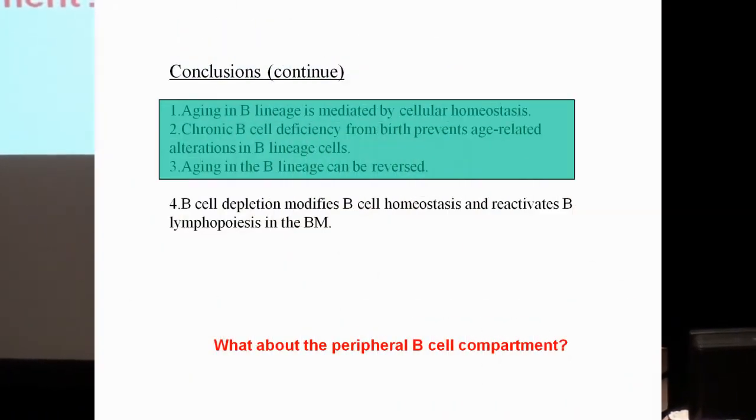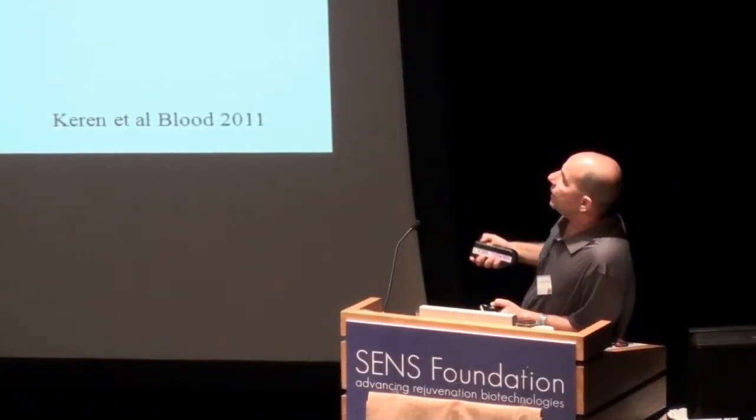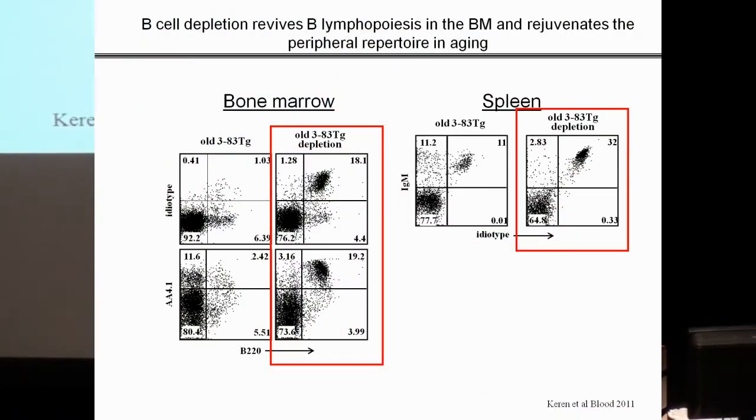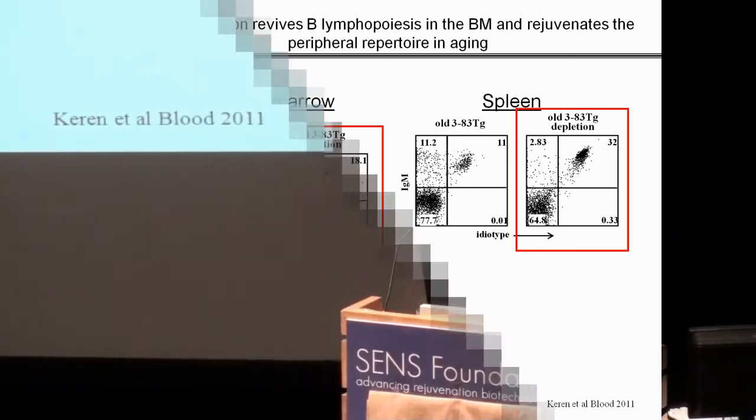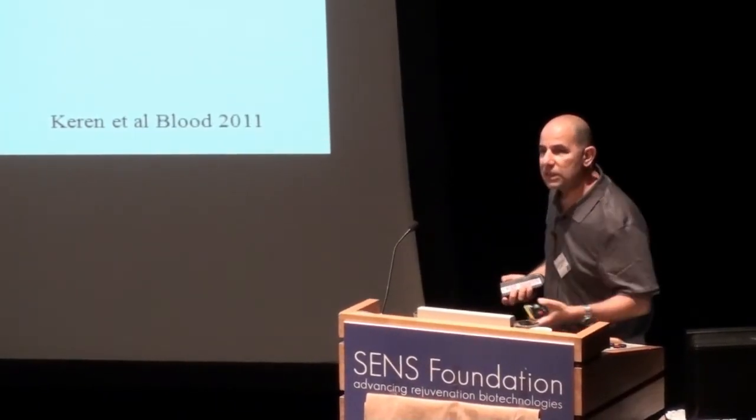Now, what about the peripheral compartment? Here again, going back to the 3-83 transgenic system, you see that after depletion, the bone marrow starts making new B cells, and the phenotype generated by this bone marrow is a young-like phenotype relative to the old, where 50% of the cells are expressing endogenous receptors.